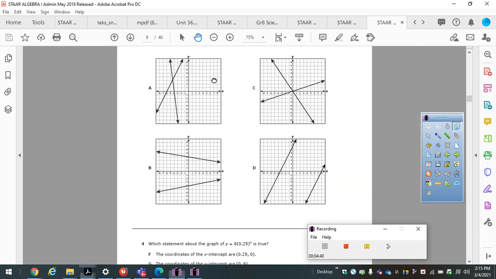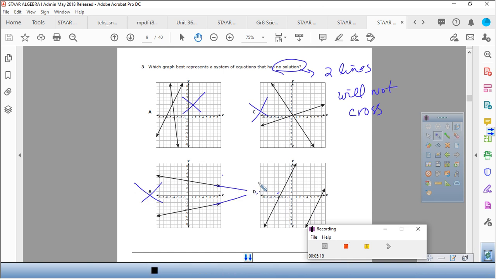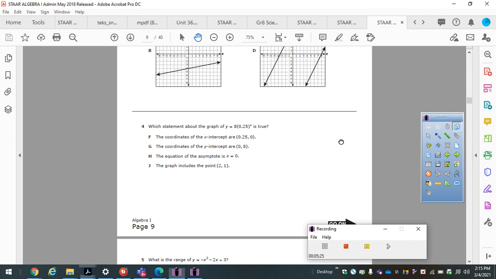Okay, 99% of the time, guys, you just find the keywords: no solutions. That means two lines that will not cross. Which lines do not cross? Cross this one out and this one out. These do not cross, but they will cross over here. So these are out. This is the only one that has the same slope. They never cross: no solution. Okay, next one over here.